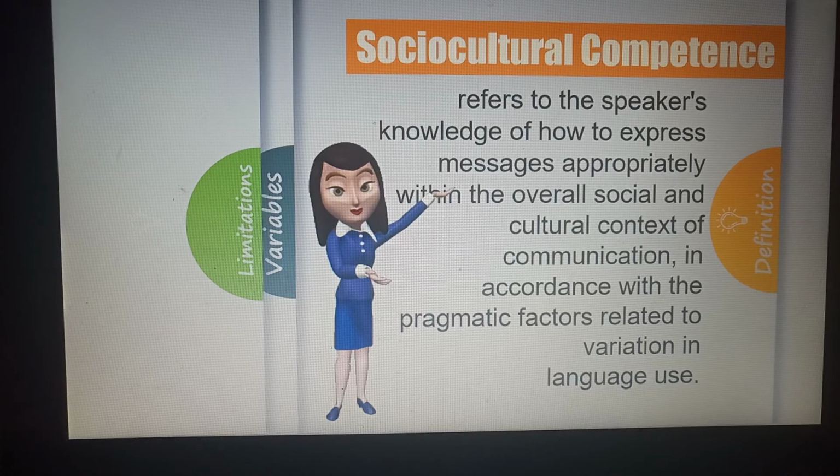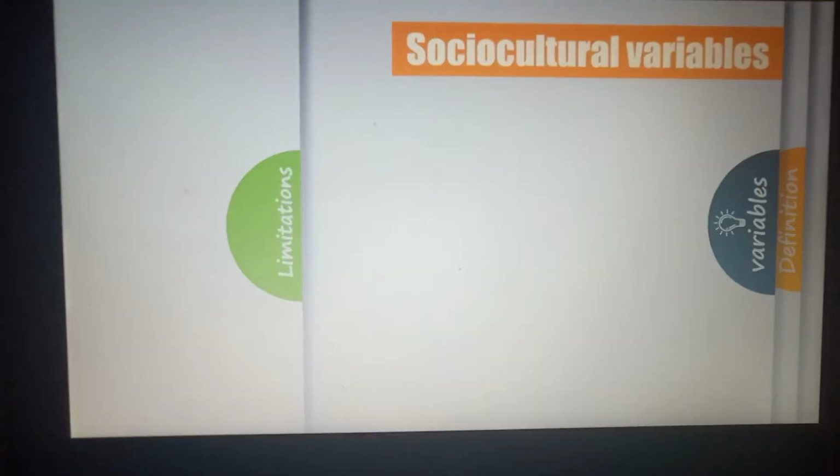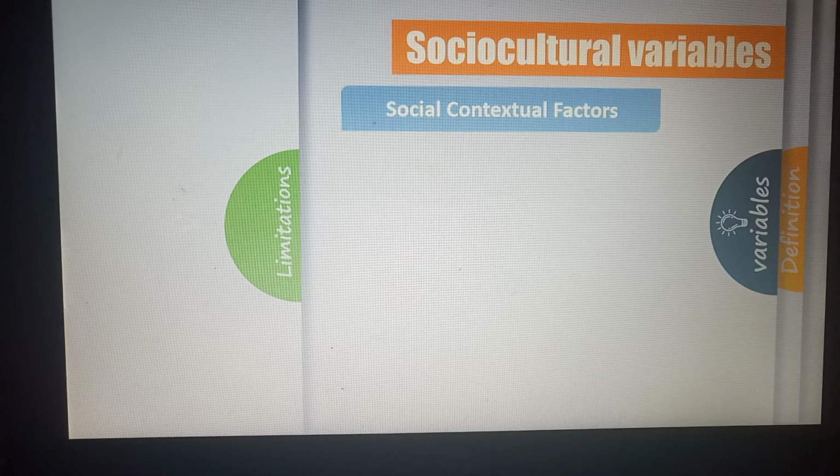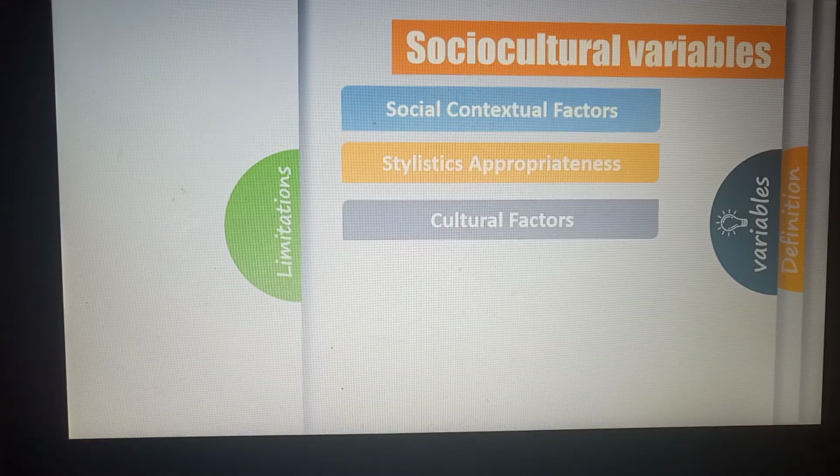Moirand et al. modified Canale and Swain's sociolinguistic competence to sociocultural competence, or the cultural background knowledge needed to interpret and use a language effectively. These are the four sociocultural variables proposed by Moirand et al.: social contextual factors, stylistic appropriateness factors, cultural factors, and nonverbal communicative factors.